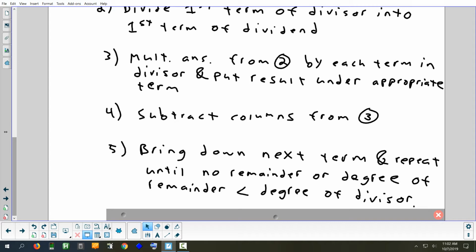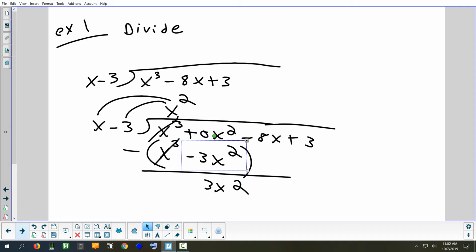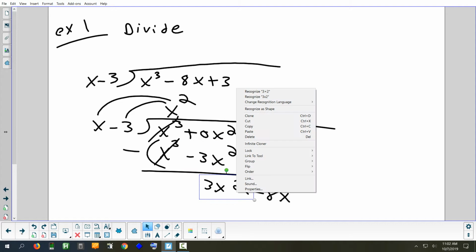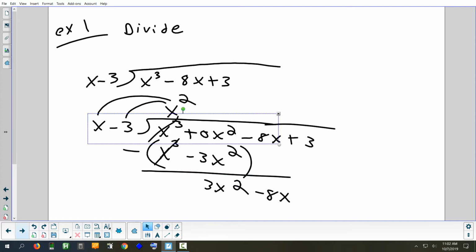Okay, so let's look at what the degree is now of our remainder, and then let's compare it to the degree of the divisor. Okay, right now I bring down my next term. Even before I brought it down, my degree is 2. What's the degree of the x minus 3? 1. So we got to keep going till the degree is less than 1. Well, if you have a degree less than 1, that basically means you're going to end up with a constant. You're going to end up with a number remainder here.